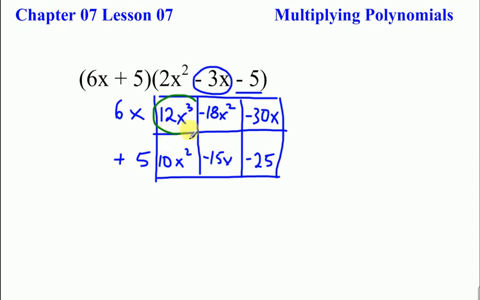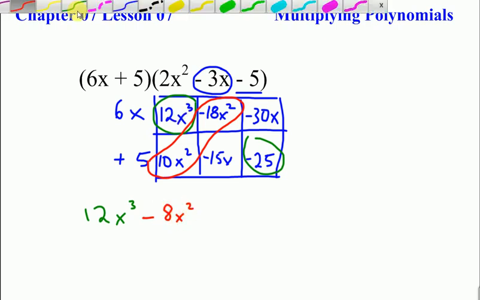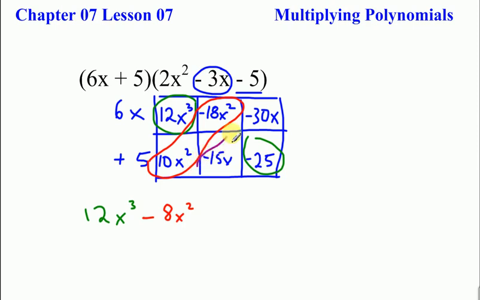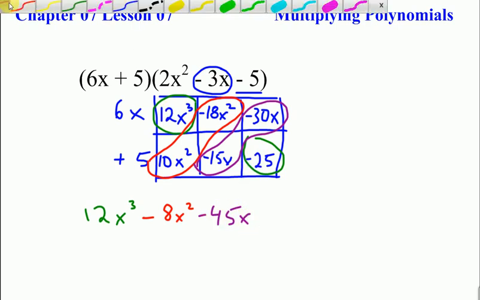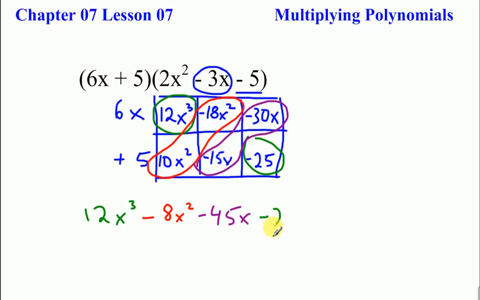Now, let's find some like terms. Remember, top left and bottom right are always going to be by themselves. All right, so I can start with the top left. That's 12x to the third. And then diagonally, we have these two. 10x squared, negative 18x squared. So that leaves us with negative 8x squared. And here we have just the x terms. Negative 15 and negative 30 leaves us with negative 45x. And then finally the negative 25 by itself. And there we go. Simplified.